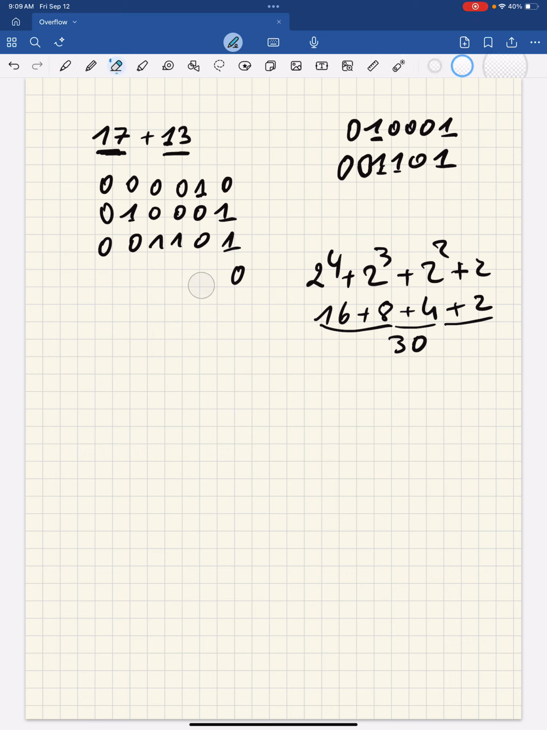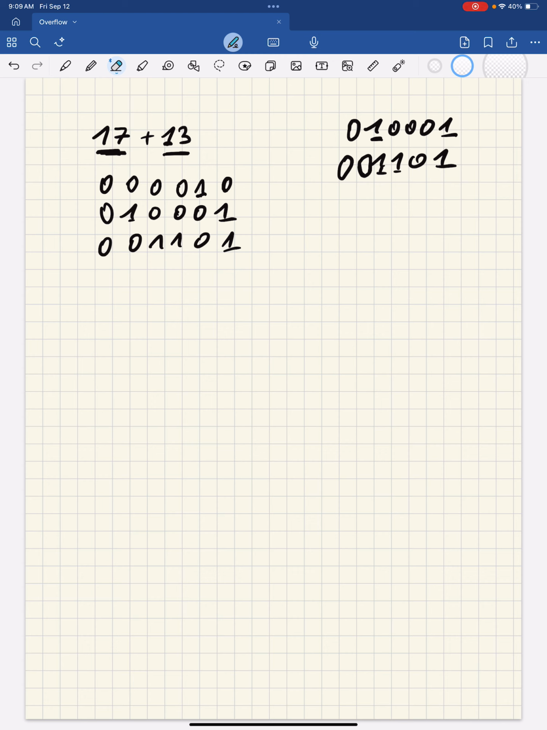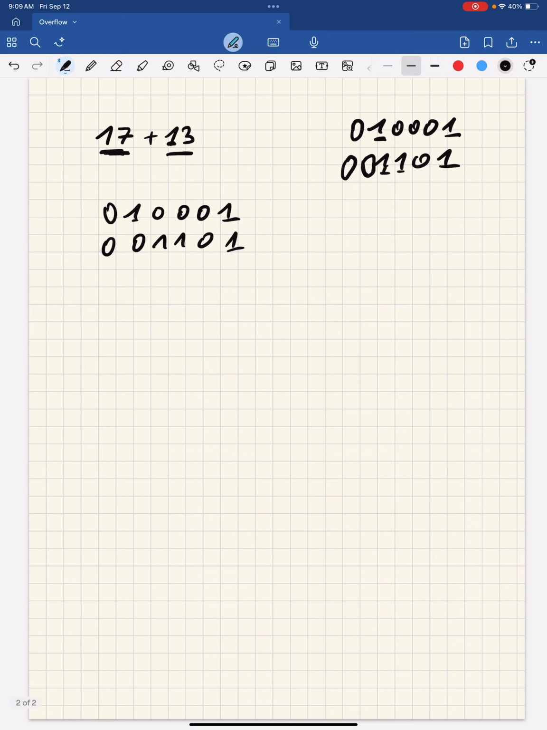Let's now do the subtraction. Let's start doing the subtraction of 13 from 17. We will subtract 13 from 17, and when doing the subtraction, the question is, what is the result here? How do we do subtraction? We do subtraction by first taking the subtrahend. We will take the 2's complement of the subtrahend and add it to the minuend. So let's take the 2's complement of this value.